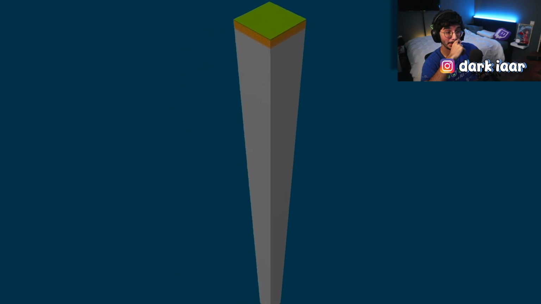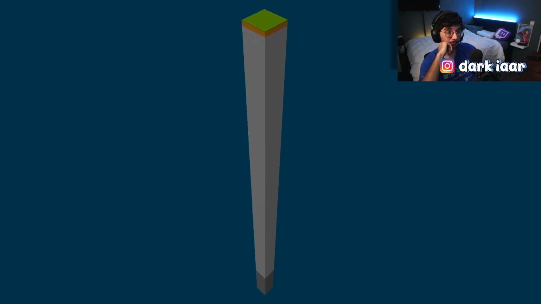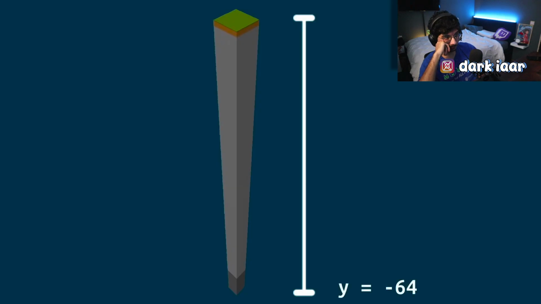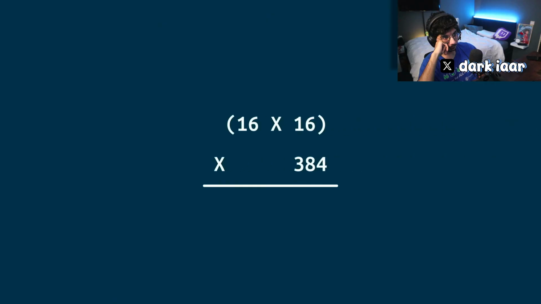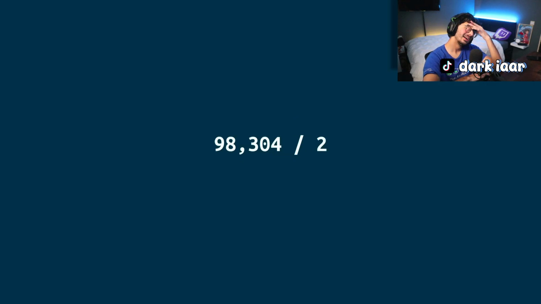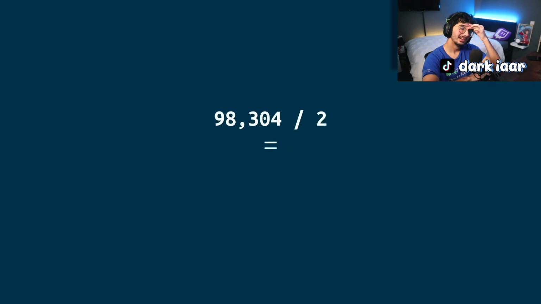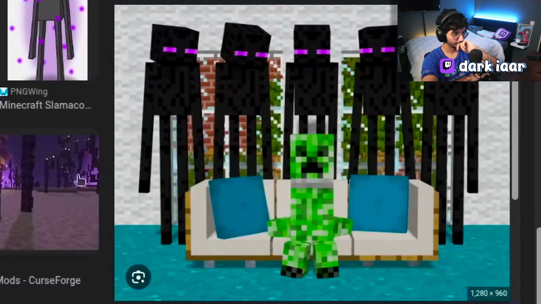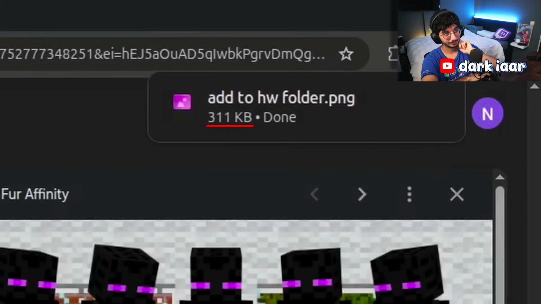As of Minecraft version 1.18, our vertical space is limited to 384 blocks. That is, the space between y equals -64 and y equals 320. If we do the math, we find that each chunk can hold a maximum of 98,304 blocks. And since each byte is going to take 2 blocks, that means we can hold a maximum of 49,152 bytes per chunk. That's about 49 kilobytes. That would be impressive in the 1950s, but nowadays, that's nowhere near enough to store anything important.